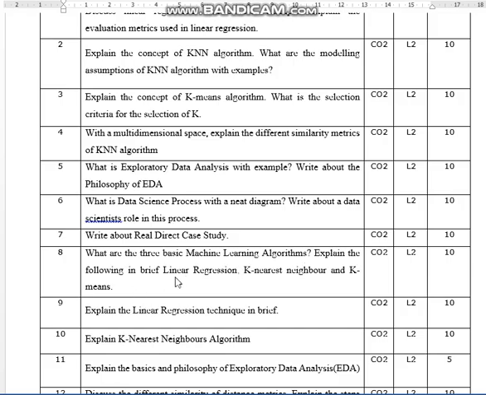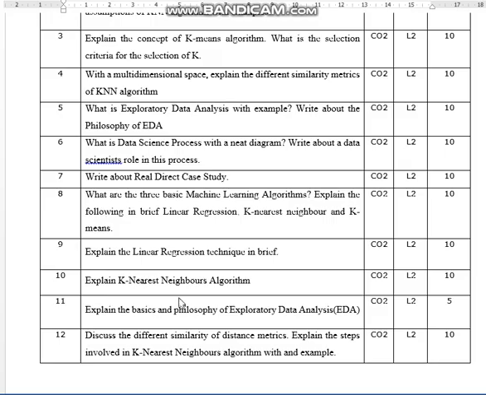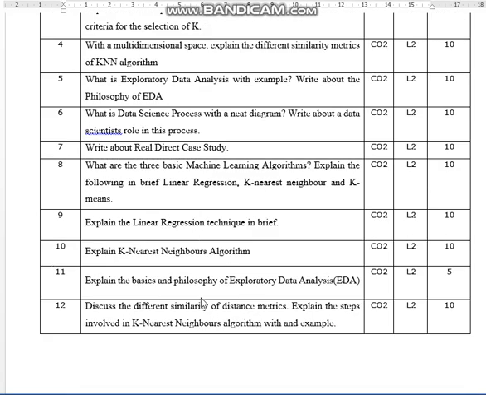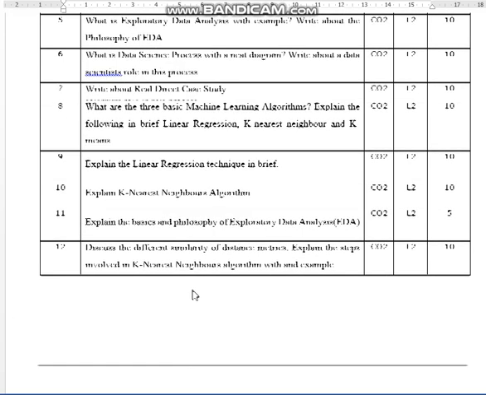Explain the following in brief. Linear regression, KNN and K-means. Explain the linear regression technique in brief. Explain the K-nearest neighbor algorithm. See, the questions can be anyhow. The same questions what I have given in the beginning, the same thing is repeated here. Okay, just you can go through this.